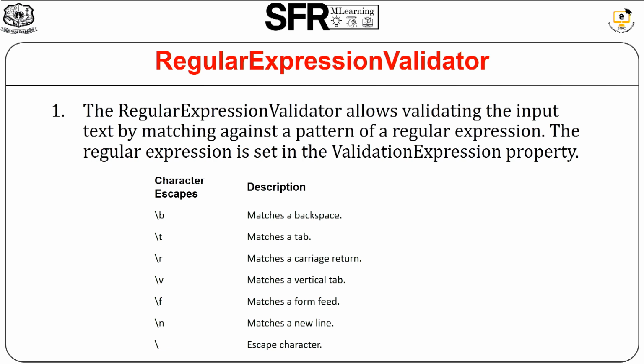We have various characters that describe the regular expression. The first one is \b, which matches a backspace; \t matches a tab; \r matches a carriage return; \v matches a vertical tab; \f matches a form feed; \n matches a new line; and \ is the escape character. So, in order to validate a control using a regular expression, we have to use all these given character escapes. This is used to validate the input given by the user.